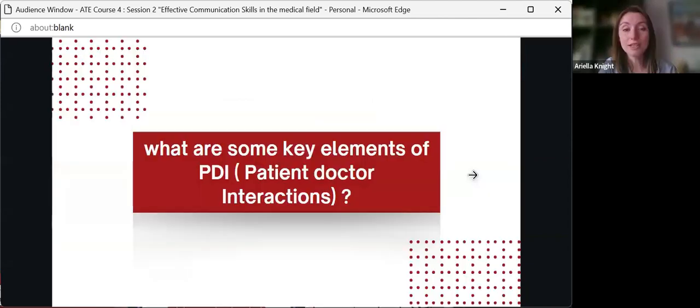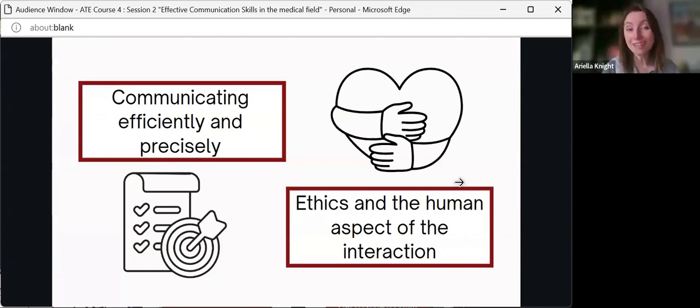So let's look at some key elements of patient-doctor interactions. And here we're really trying to talk a little bit about primarily the English side, but when we talk communication, we bring in other elements. Yes, we'll be doing English language focus, but to use the language appropriately, we need to be on the same page about what that communication goal is for the doctor. What is the goal of the doctor?